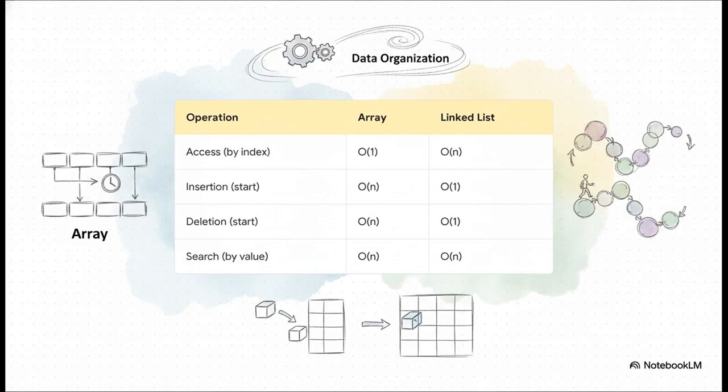But what if your main job is completely different? What if you're constantly adding and removing things from the front of the list, say managing tasks in a real-time queue? For that, the linked list is just miles better. It's O(1) for that specific task, while an array would be painfully slow.